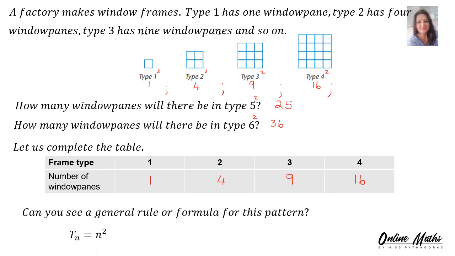Yes, indeed. Tn is equal to n squared. It's the type of frame, the number in the sequence squared. Tn is n squared.